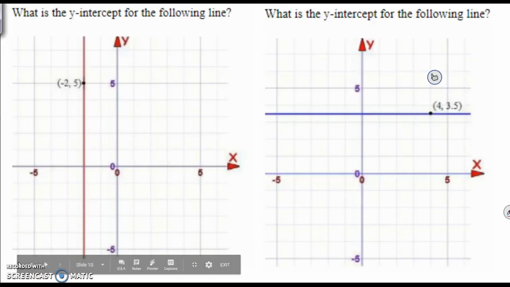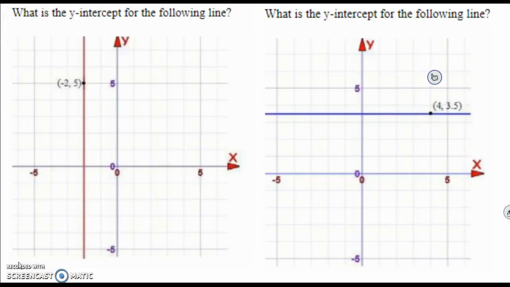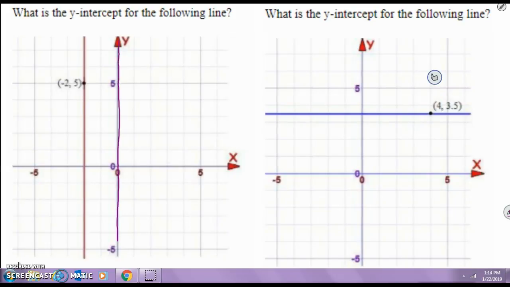Look at these two. Look at the first one on the left. What is the y-intercept for the following line? Remember, y-intercept is where it crosses the y-axis. But this line never crosses the y-axis. When you have a vertical line, you will not have a y-intercept. So for this one, there is no y-intercept.